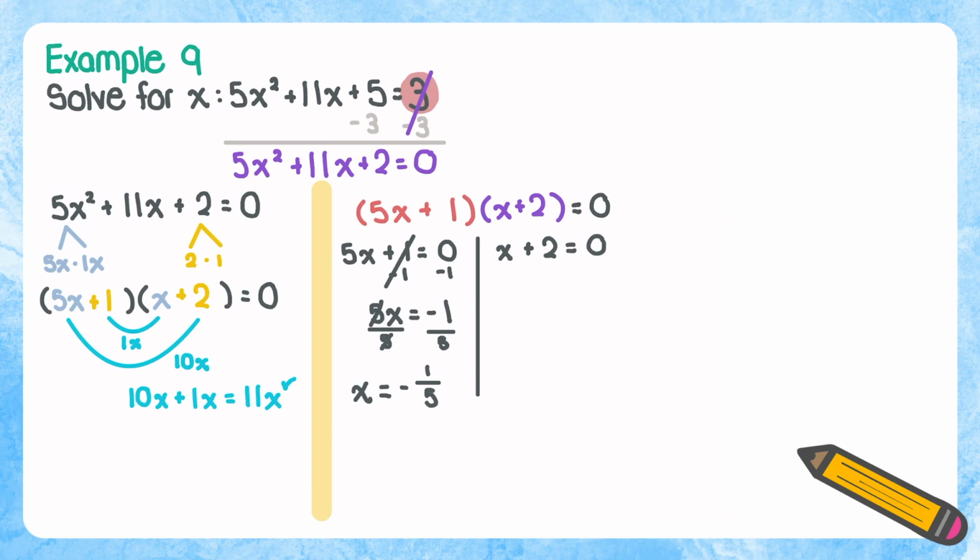And then the second option, x plus 2 equals 0. I'm going to subtract 2 from both sides to get rid of the plus 2. And I am now left with x equals -2. So these are my two solutions for this equation: x equals -1 over 5 or x equals -2. Again, both of these are solutions to the original equation.